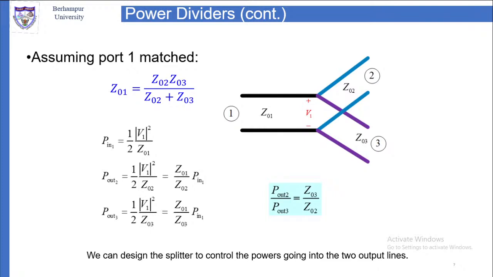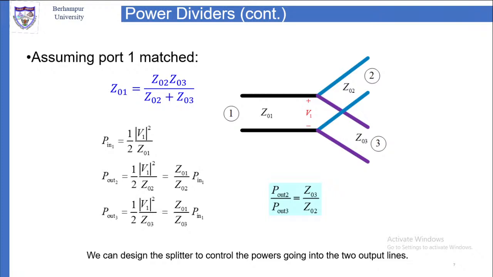Similarly, P out 3 is 1 by 2 V1 square by Z03. Now V1 square is equal to 2 P in 1 into Z01. Put that in, and that gives us P out 3 is equal to Z01 by Z03 into P in 1. So we have found out the input power and output powers at the ports, and the output powers in terms of input power.